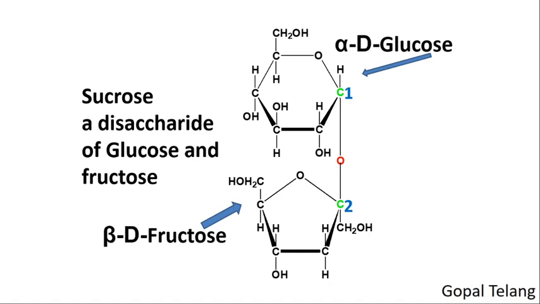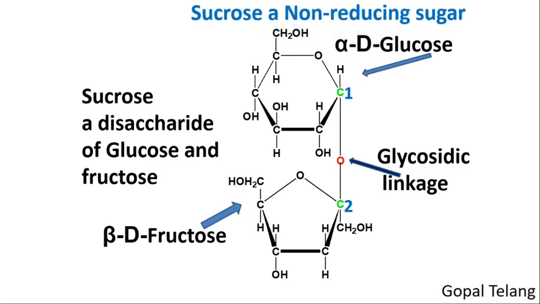But what about sucrose? Sucrose has glucose and fructose in its structure, but in this structure both the anomeric carbons of glucose and fructose are engaged in the glycosidic linkage, and therefore there will be no ring opening. The first ring will not open, also the second ring will not open with Tollens reagent or Fehling's solution, and therefore sucrose is a non-reducing sugar.